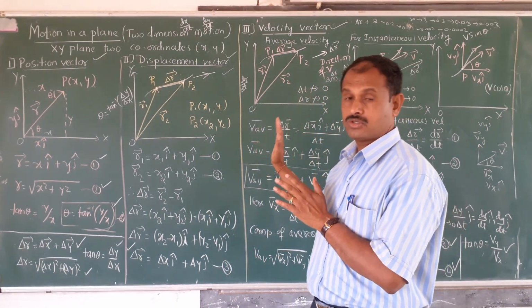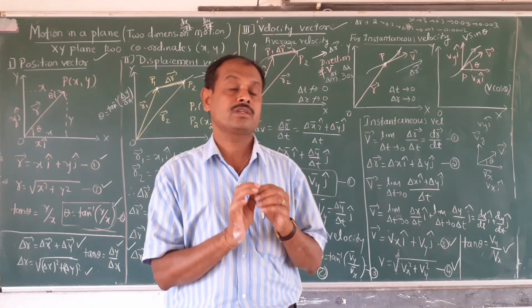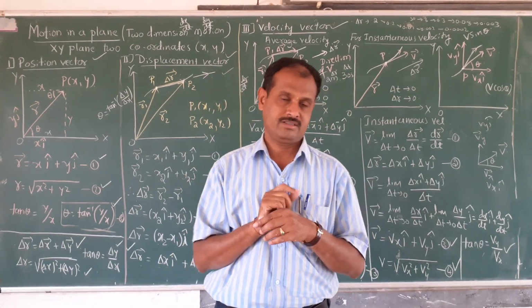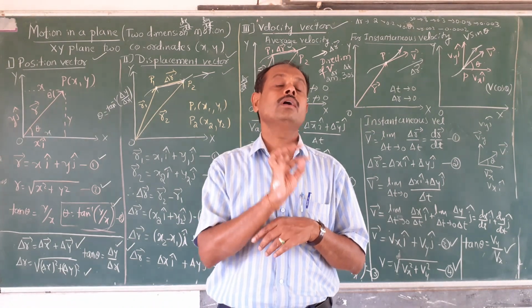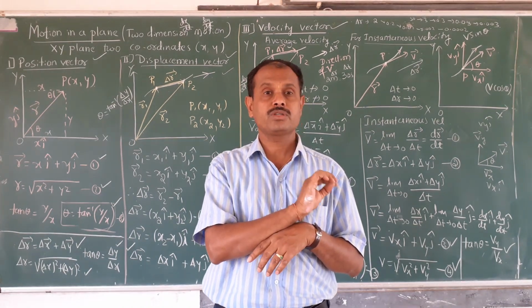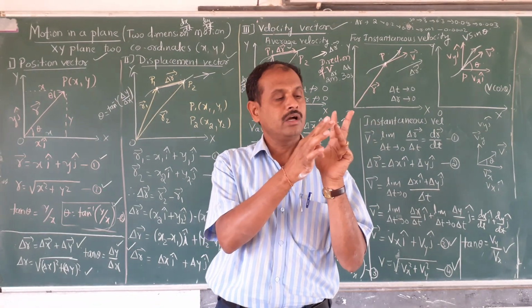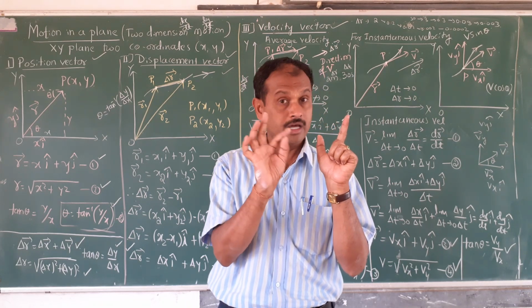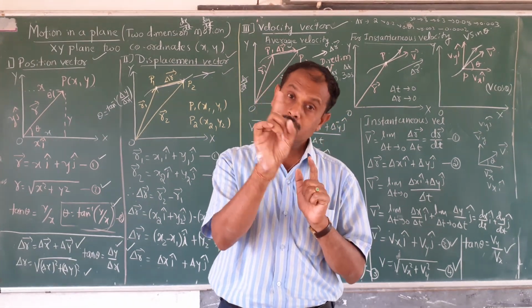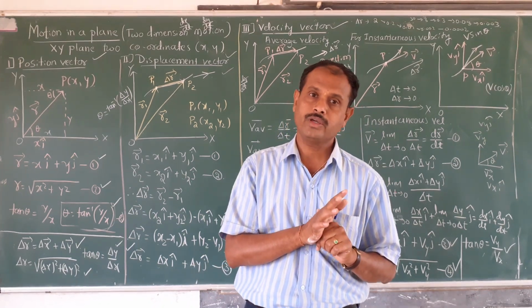It is the motion of a particle in 2 dimensions. In the next video clip, I want to discuss acceleration vector. Because when a particle moves in 2-dimension motion, in this video clip, I wanted to explain position vector. I wanted to explain displacement vector. I have explained velocity vector, in the case of velocity, average velocity and instantaneous velocity.